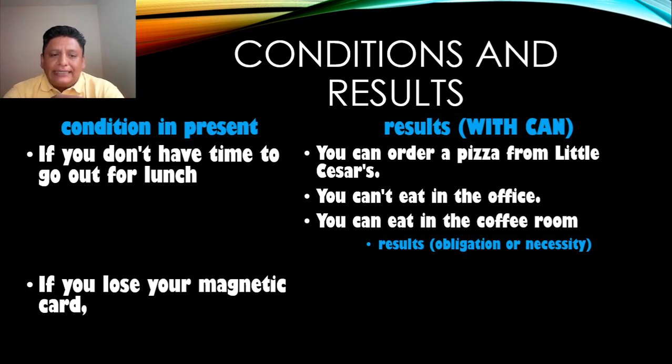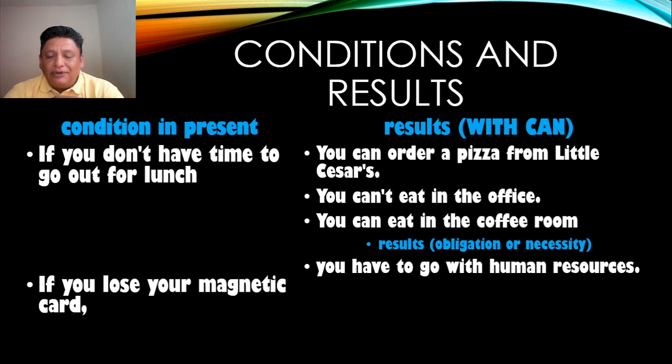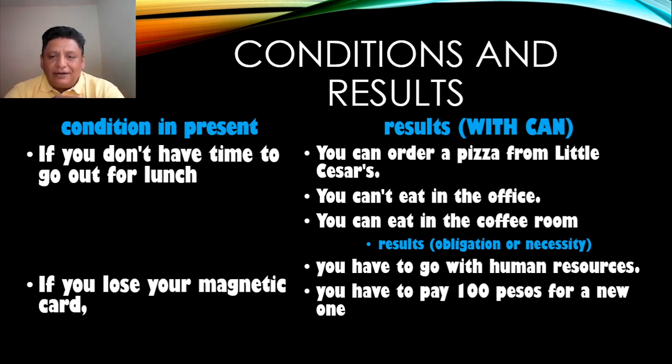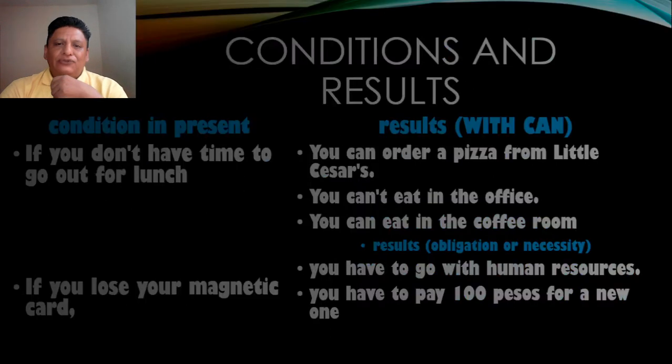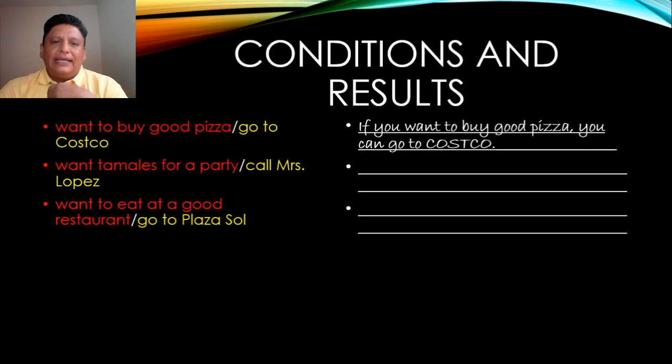If you lose your magnetic card, you have to go with human resources. It's obligatory to go with them. And you have to pay 100 pesos for a new one. That is also obligatory for them. Okay, so those are the things you need to remember for conditions and results. Conditions and results are always in present tense, and the results can be with can or with the expression of obligation and necessity, in this case, have to. So let's practice a few more exercises.